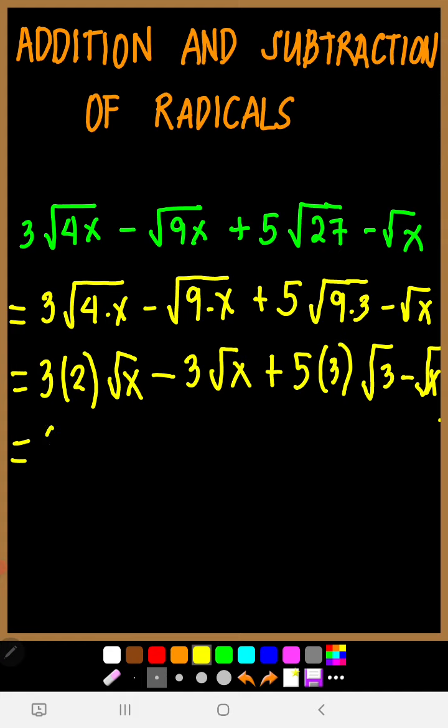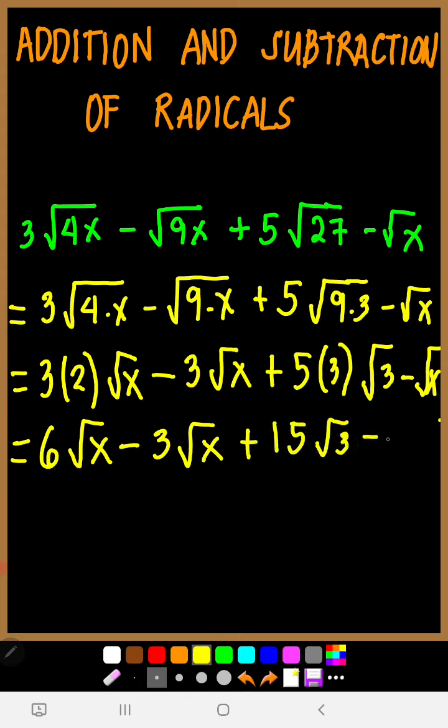So, 3 times 2, that is 6 square root of x. Minus 3 square root of x. 5 times 3 is 15 square root of 3 minus square root of x. Okay. So, ano lang ang pwede natin pagsama-samahin dito? Yung 6 square root of x, yung negative 3 square root of x, tsaka yung negative square root of x. Hindi natin pwedeng isama yung 15 square root of 3 kasi ang base niya is 3. Although pareha sila ng index na 2. Okay?